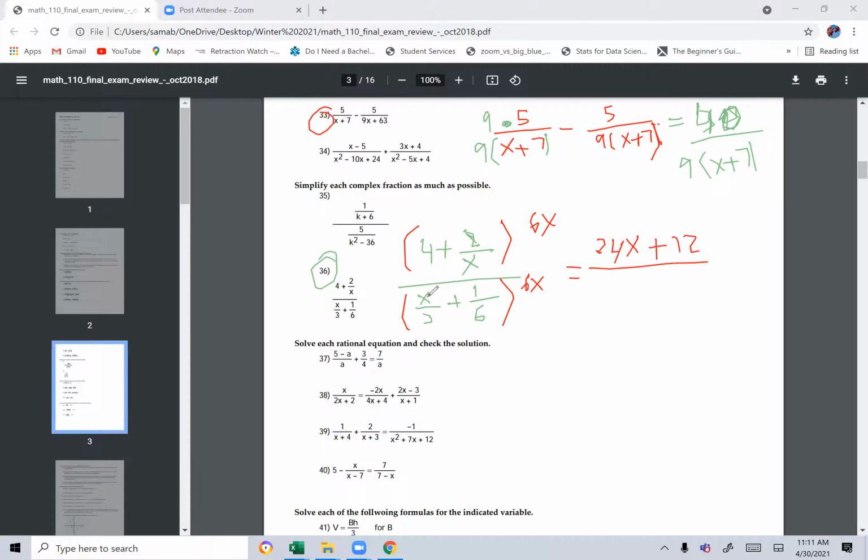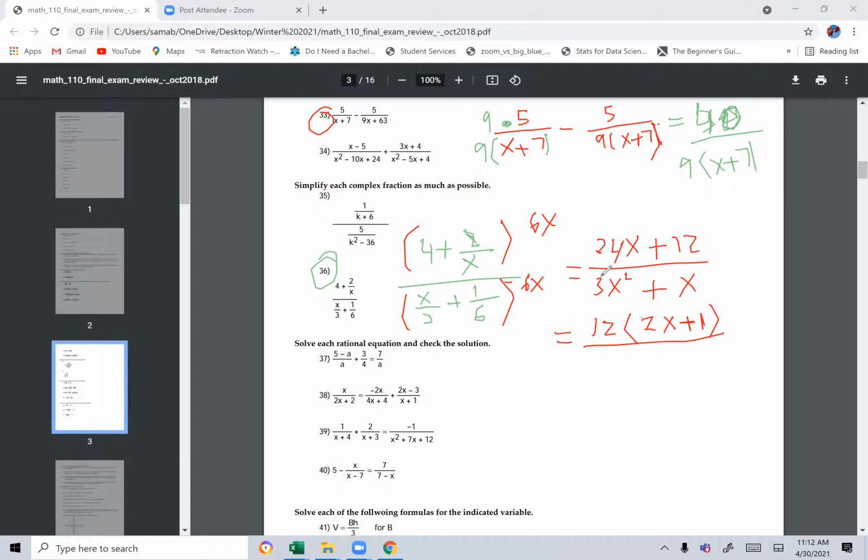6x times x is 6x squared, divided by 3 will be 3x squared. 6x times 1 is 6x, divided by 6 is plus x. And now, guys, let's see if we can reduce this a little bit. I'm going to take 12 out, so that will give me 2x plus 1. And then I'm going to take x out.